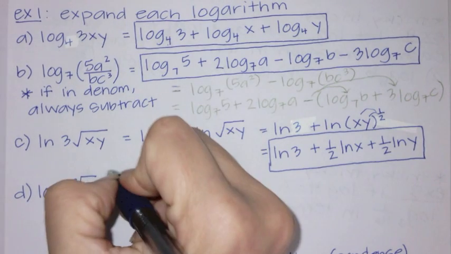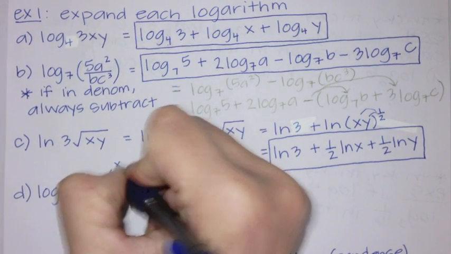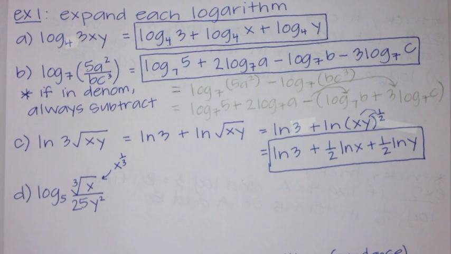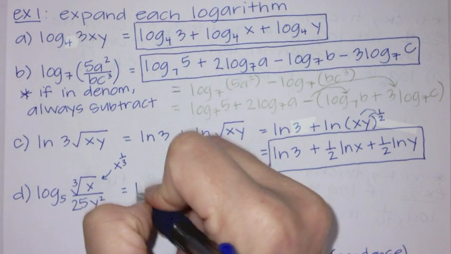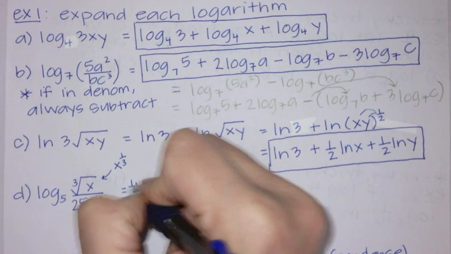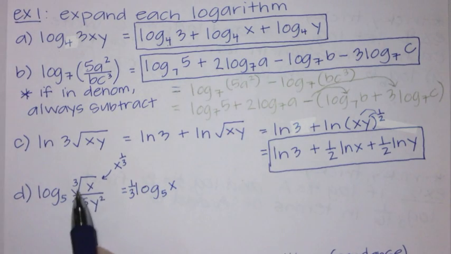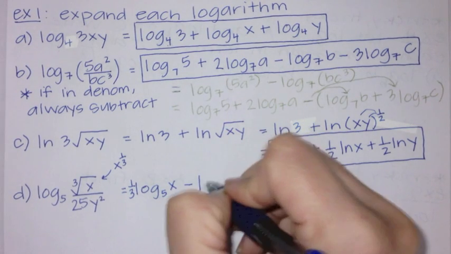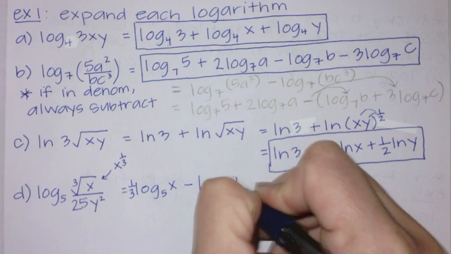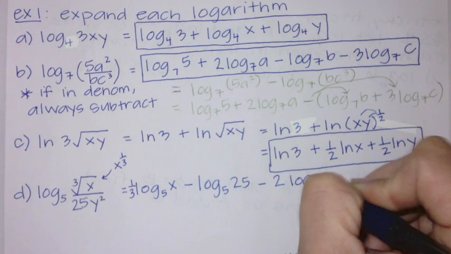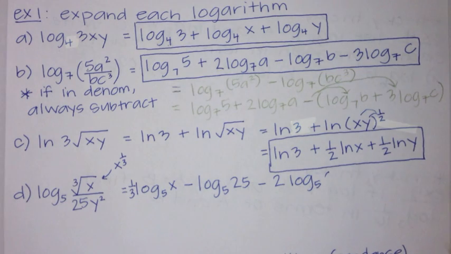So first thing we can see, that's really just x to the 1/3 if we rewrite it. And then we have a 25y squared in the denominator, so we know those are going to be minuses. So we have 1/3 log base 5 of x from the numerator minus log base 5 of 25 minus 2 log base 5 of y.